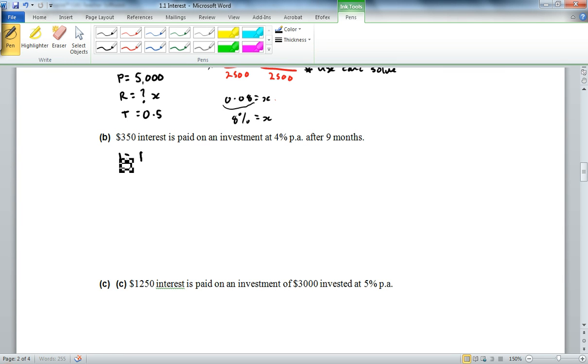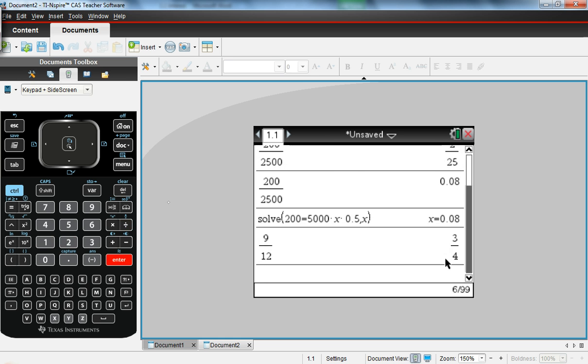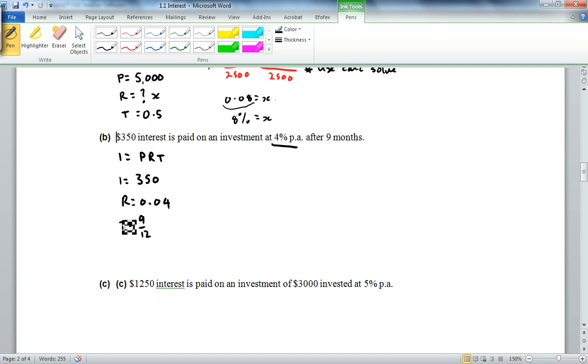Again, I write interest equals PRT, and I see what I've got. Interest is 350, paid on an investment of 4% per annum. So this time I've got the rate. Remember, I write it as a decimal, and 9 months. So the time is equal to 9 over 12, and if we put in that our calculator, 9 divided by 12, and it's a percentage of 0.75.